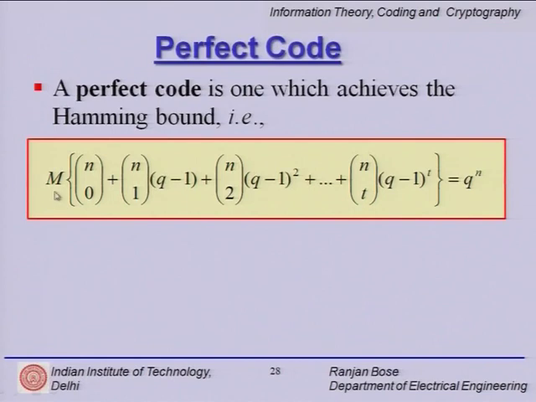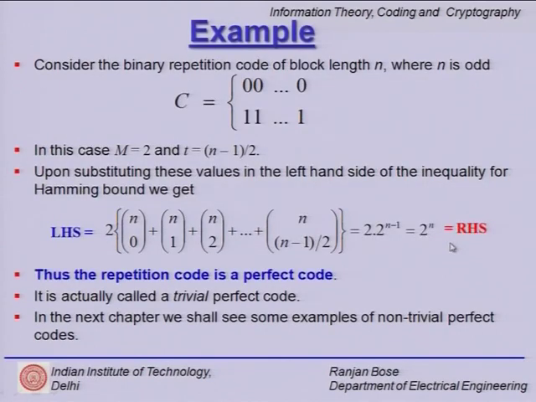Now please note M, n, q, and even t are all integers. So you cannot just have any arbitrary choice of M, n, q and t which will make this happen. In fact, there could be only a few combinations of these integers M, n, q and t which satisfy this condition. So let us look at a very simple example.